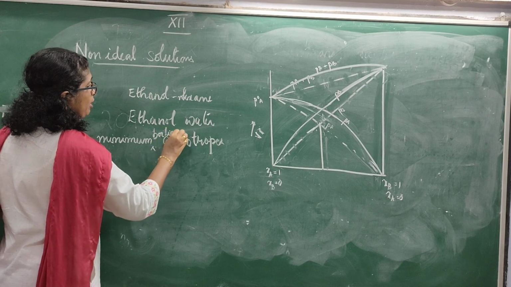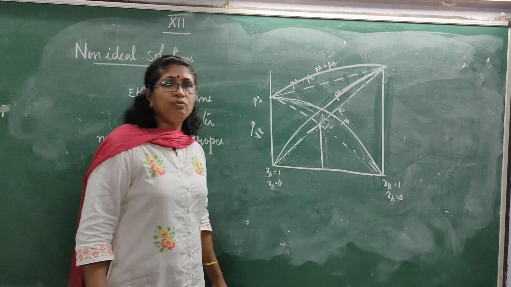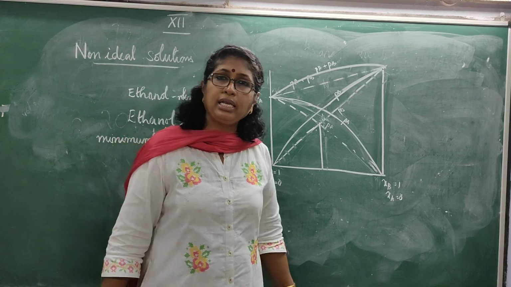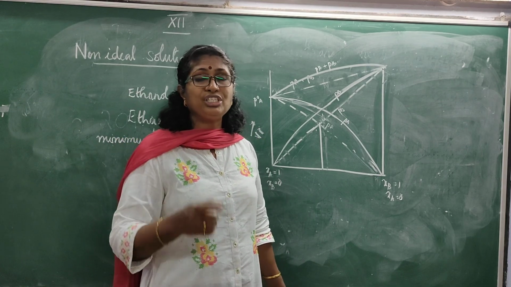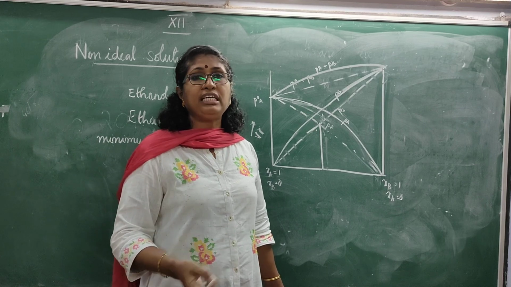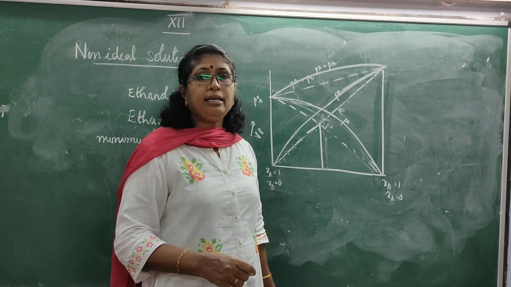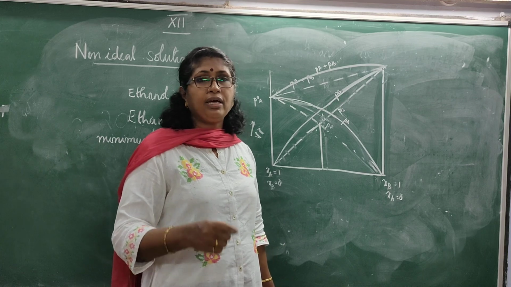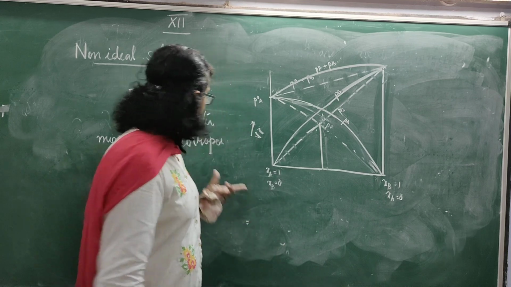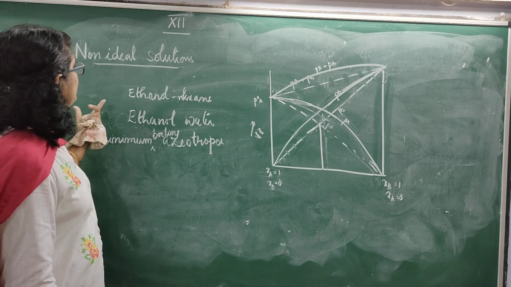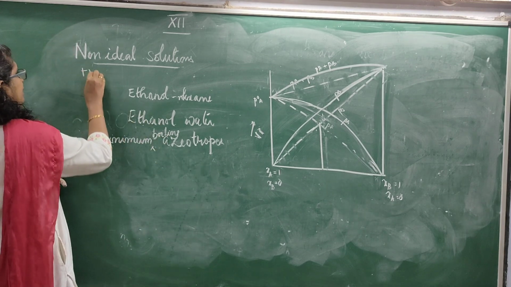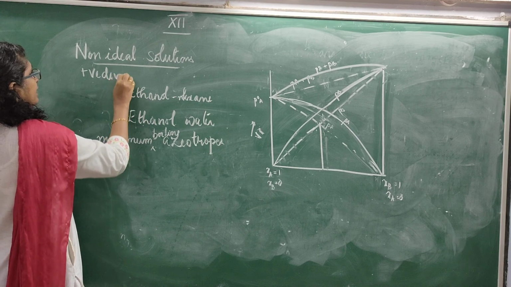So what are minimum boiling azeotropes? Azeotropes which have a lower boiling point are called minimum boiling azeotropes, and these are formed by solutions which show positive deviation from ideal behavior. Okay. So what is positive deviation? Positive deviation from ideal behavior.